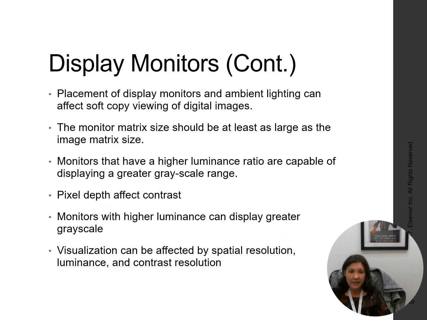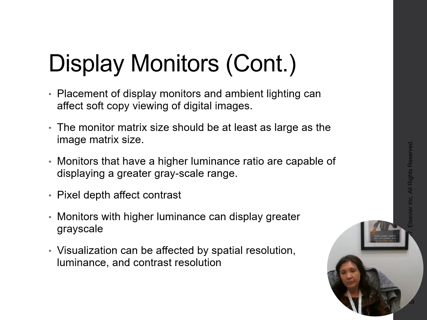Okay, placement of displayed monitors and ambient lighting, like we talked about last week, is going to be very important in that it affects how the radiologist can read those soft copy images. The monitor matrix should be at least as large as the image matrix size. Remember, our system is only as strong as its weakest link. So if I have a poor display, I don't know, 50 by 50 matrix on my display, but I am producing images that are 2000 by 2000 pixels, I'm only going to see the 50 by 50. So our system's only as strong as the weakest link. Our display image should be as big or greater in matrix size than our image receptor.